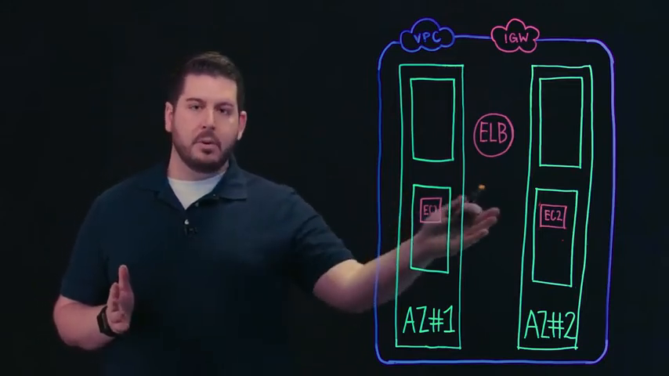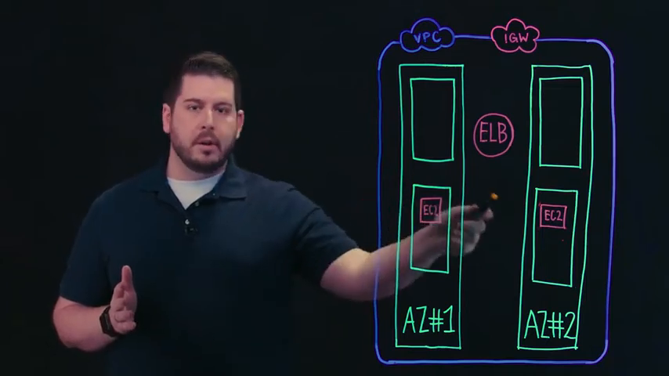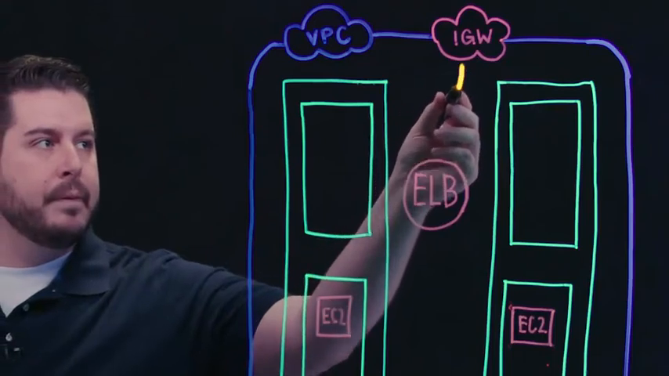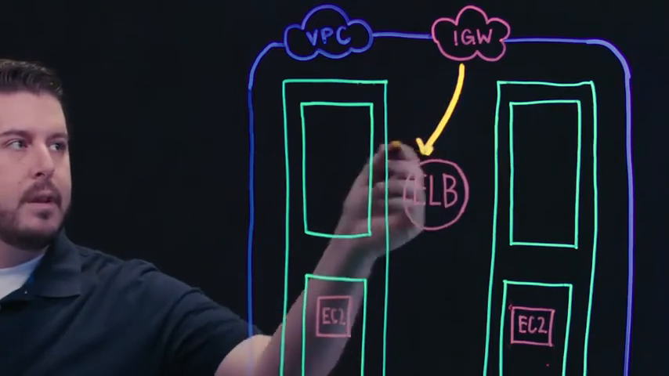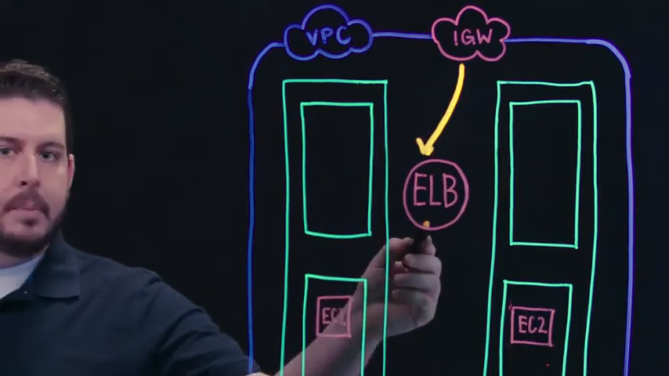And then I have 2 EC2 instances. The ELB will distribute the load to those, and I'll show you the flow of traffic now. So traffic comes inbound through the internet gateway to the ELB.